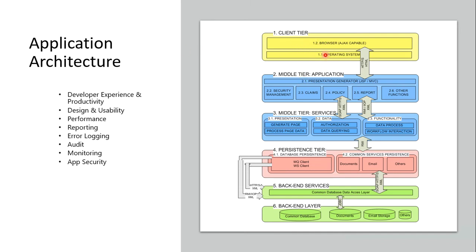What I'm depicting here is a client tier, a middle tier of services, and a persistence tier where the database and all those things will come, then the backend services where the data access layer is, and then the backend layer. This is the overall view of an application architecture. There can be many other ways you define your application, but I just want to give you a view of one slice.